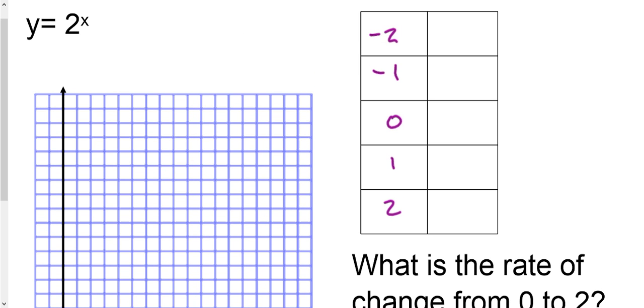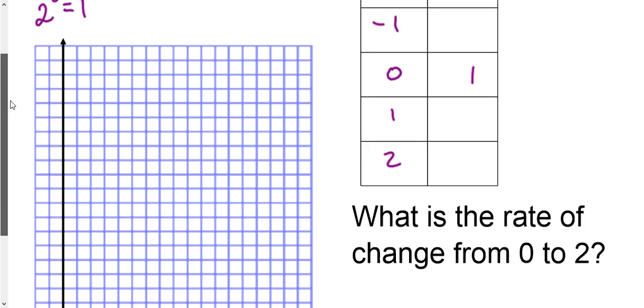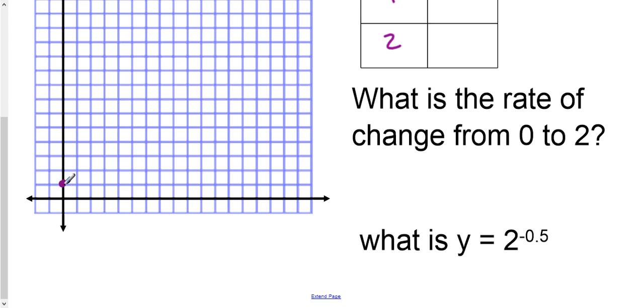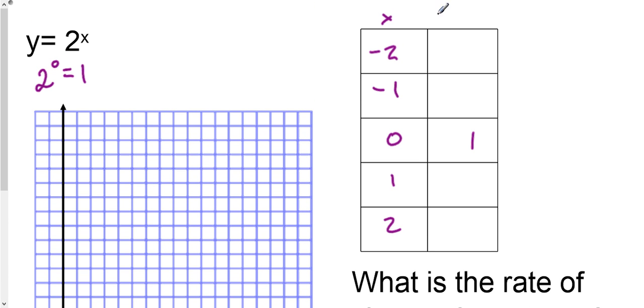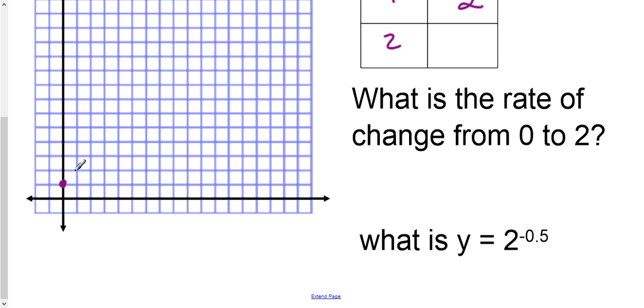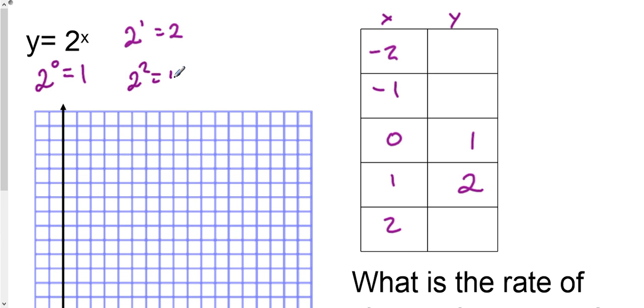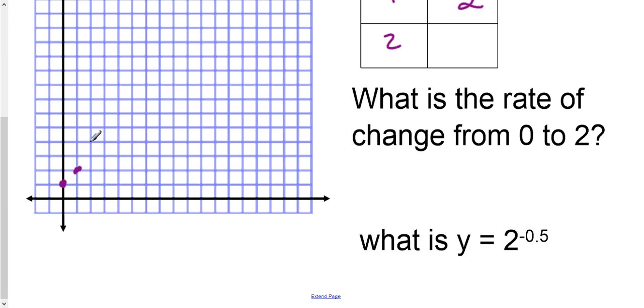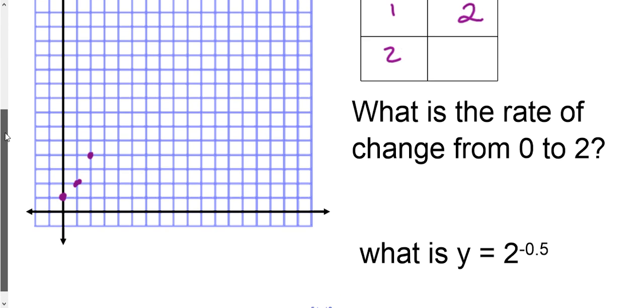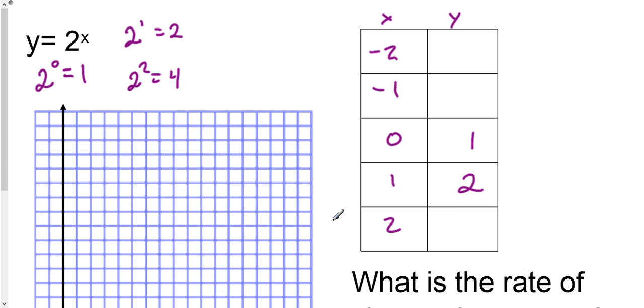Alright, let's start with the easy one. 0. 2 to the 0, anything to the 0, is 1. So our exponential, when we plug in 0, is going to spit out 1. We plug in 1. 2 to the first power is 2. So at 1, comma 2. And then 2 to the second power gives us 4. Alright, I don't know if that's enough really. Let's do one more. Let's plug in 3.